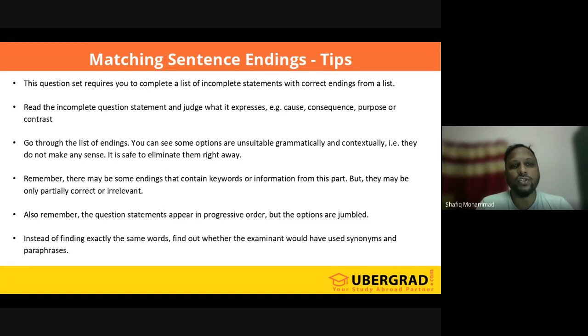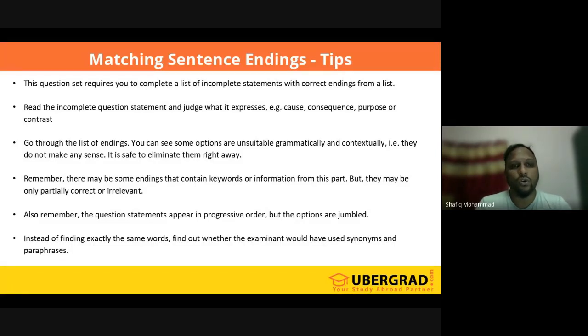So read the complete question statement and judge what it expresses. For example, causes, consequences, purpose, or contrast. But whatever you do, you have to compare it in the passage. You have to do it from the passage. It's not like you're just matching the sentences according to you. It should be according to the passage again. So whatever answer you're giving, you have to get it from the passage itself.